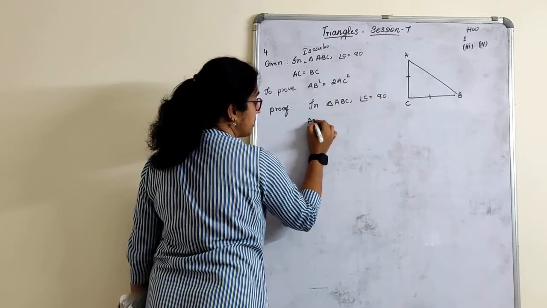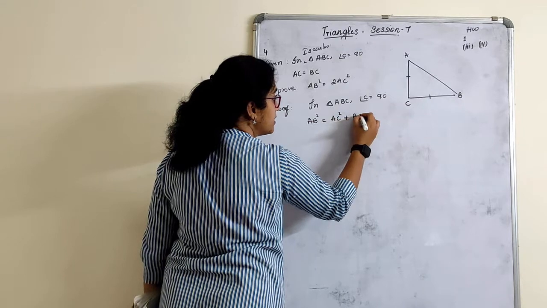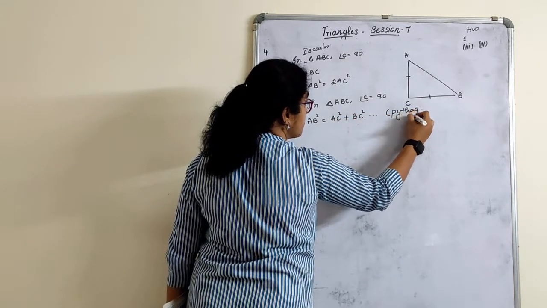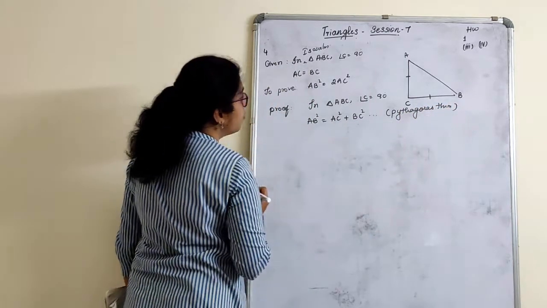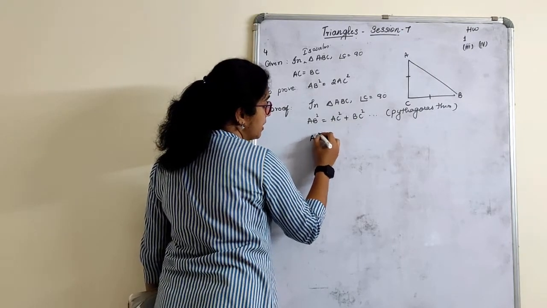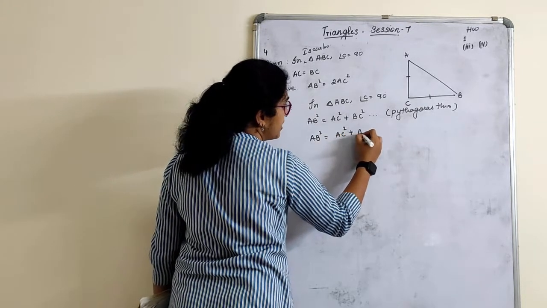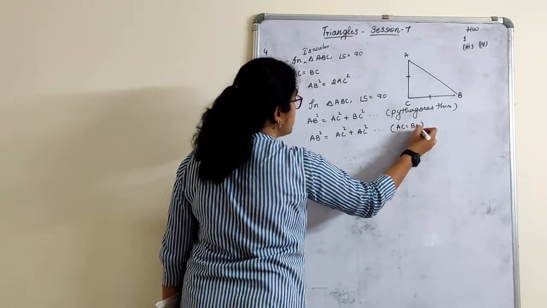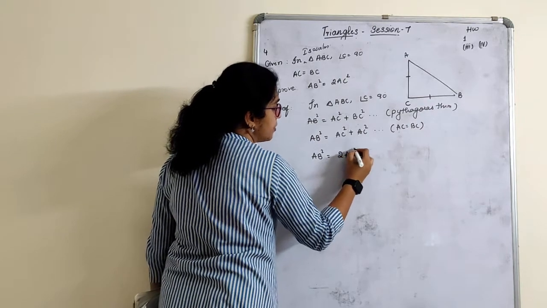So with that respect, I can write AB square is equal to AC square plus BC square. Reason: Pythagoras theorem. But what is AC and BC? Are they equal to each other? AB square is equal to, I will write here, AC square plus AC square. Reason: AC is equal to BC. AB square is equal to 2 times AC square.